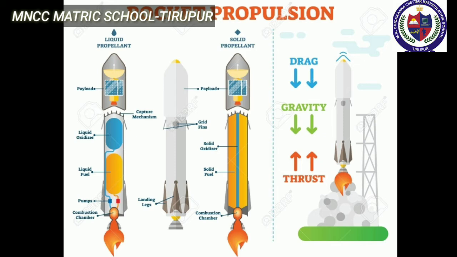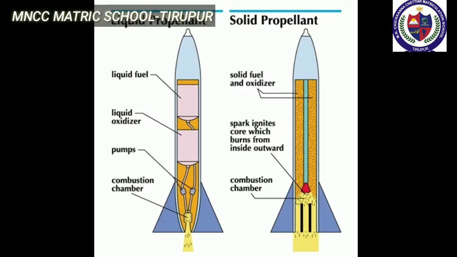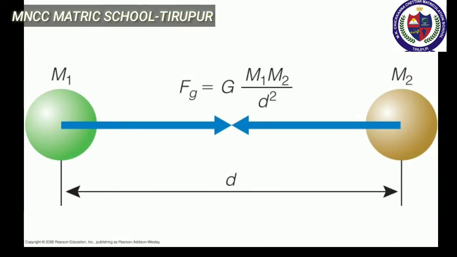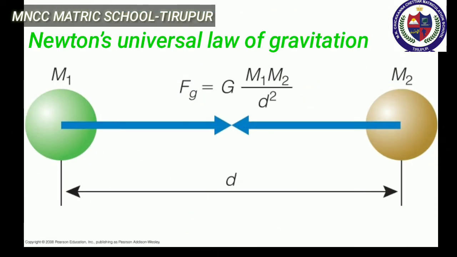At one stage, it reaches a velocity which is sufficient to just escape from the gravitational pull of the earth. This velocity is called escape velocity. This topic will be discussed in detail in your higher classes. Next we move to Newton's universal law of gravitation.